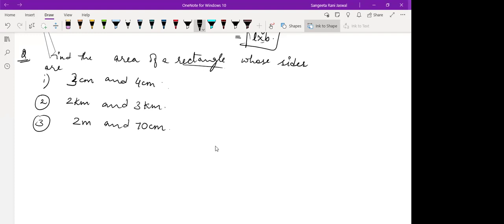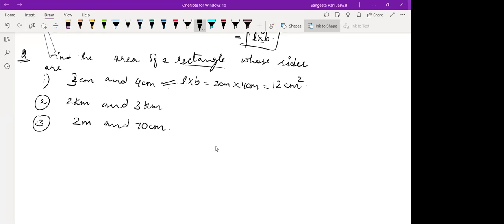Ma'am, I got the answer for the first one. Okay, beta. Yes, Neha, tell me the first one. Ma'am, area of a rectangle is length into breadth, which is 3 centimeter into 4 centimeter, which is 12 centimeters square. Very good. Don't forget to put square.